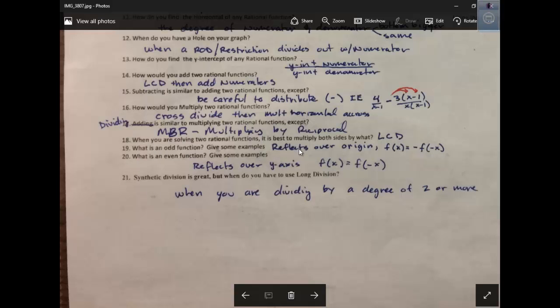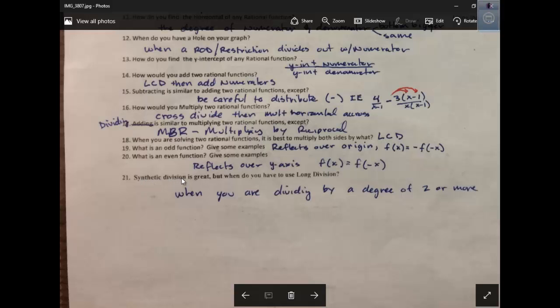An odd function, it reflects over the origin. So whatever values, like let's say if you did f of 2, f of -2 would be the same value but the opposite. Okay, and then the even function, it reflects over the y. So if you did f of 2 and you got 3, f of -2 would also be 3. So think of like a parabola right on the y-axis.